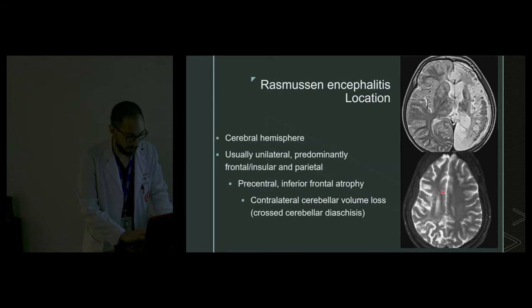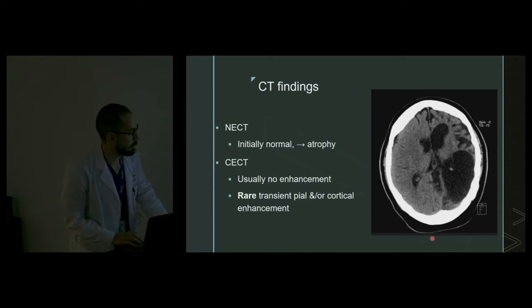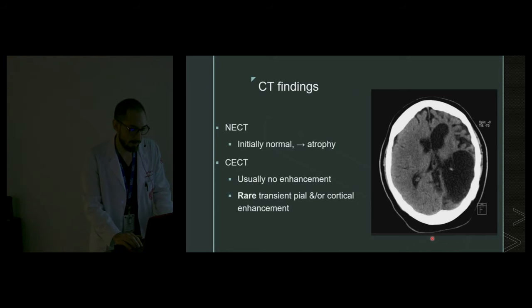In the other image, which is an axial T2 as well, we can see the parietal involvement of the atrophy. It is generalized to the right hemisphere, but we can see it's predominantly on the parietal lobe. The CT findings could be initially normal, and then it could course with atrophy on the non-enhanced CT. On the contrast enhanced, we usually see no enhancement, and rarely we can see as well transient pial or cortical enhancement.